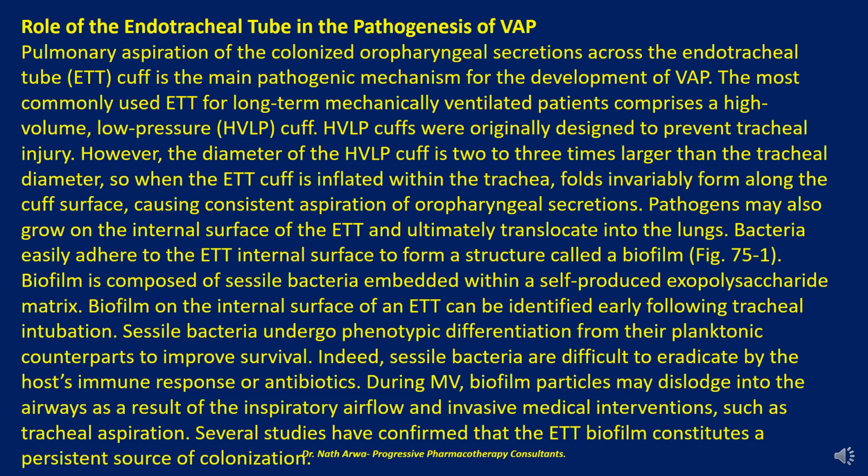Bacteria easily adhere to the endotracheal tube internal surface to form a structure called a biofilm, as shown in Figure 75.1. Biofilm is composed of sessile bacteria embedded within a self-produced exopolysaccharide matrix. Biofilm on the internal surface of an endotracheal tube can be identified early following tracheal intubation. Sessile bacteria undergo phenotypic differentiation from their planktonic counterparts to improve survival. Indeed, sessile bacteria are difficult to eradicate by the host's immune response or antibiotics.